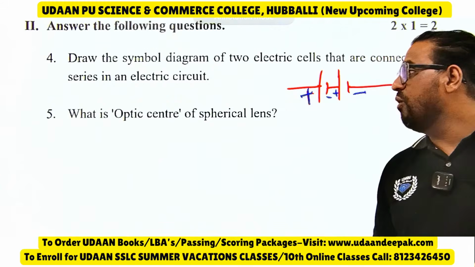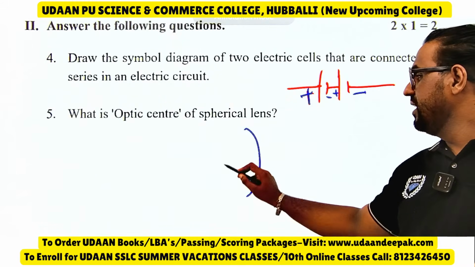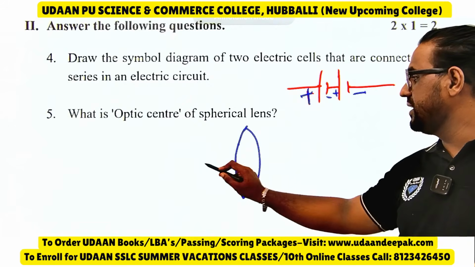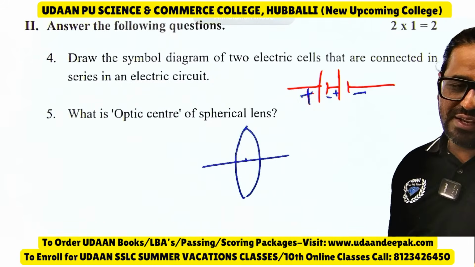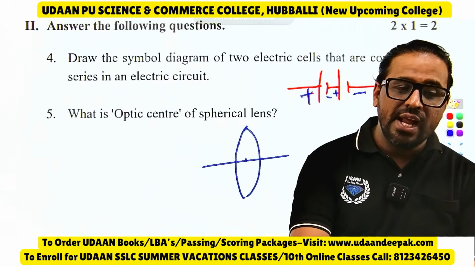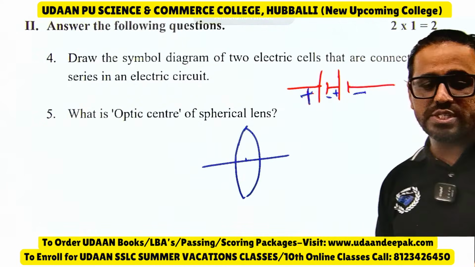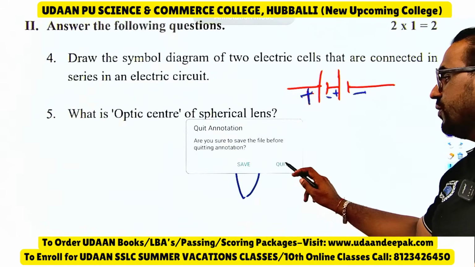Then what is the optic center? The optic center of a spherical lens is what? It is the center of the lens through which the lens has been formed. So like this you should write. The paper will be a bit easy, dear. You can solve all the questions thoroughly. It is not that difficult.